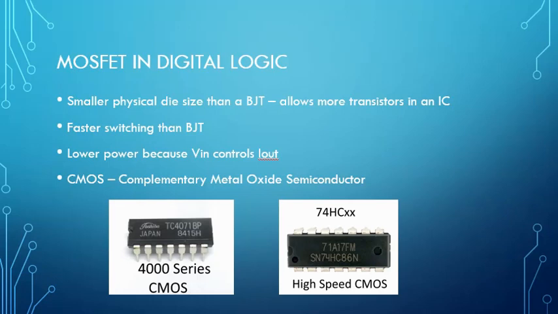CMOS, complementary metal oxide semiconductor, is an example of a digital logic series, and they're the 4000 series. Another one is the 74HC or the 74C series of digital logic, and they're high-speed CMOS or just regular speed CMOS.